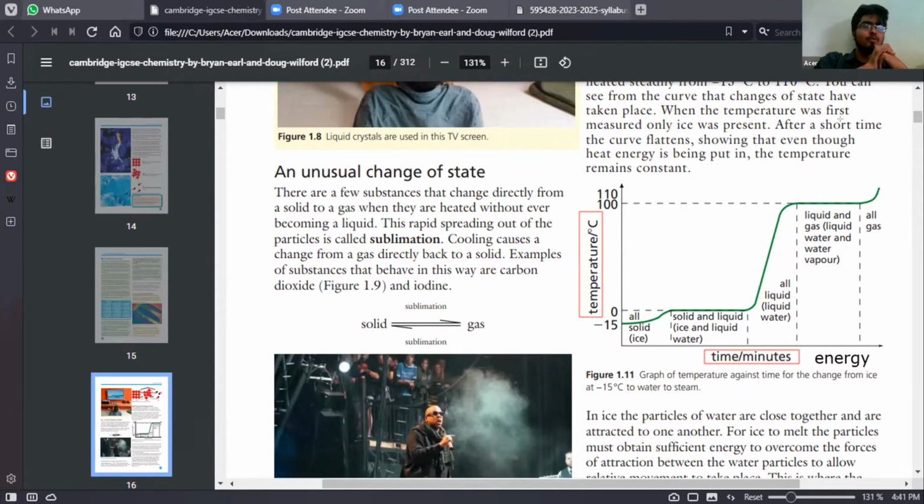If you just want to ask about the function of the liquid crystals, it's to project colors. The HD quality or the 4K quality nowadays, which we are able to see, that quality comes through liquid crystals in the television screens.